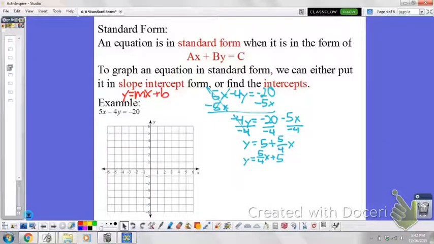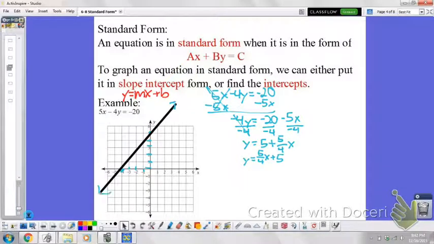So let's go ahead and graph that. My beginning point is a positive 5, so go up on the y-axis 5. And my slope is 5/4, so I will rise 5: 1, 2, 3, 4, 5. Run to the right. I'm sorry, to the left 4 to have a positive slope: 1, 2, 3, 4. Give myself a point, and I will have my line.